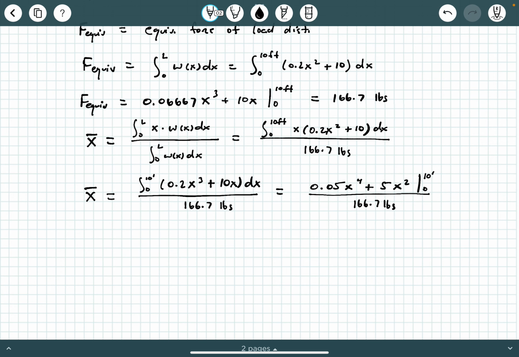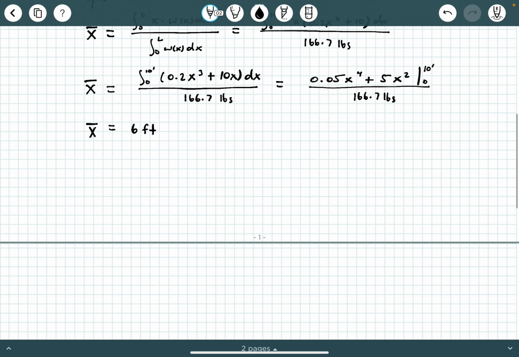And so when we punch this through, let's see what we get. 0.05 times 10 raised to the fourth power plus 5 times 100, and then divided by 166.7. So you get pretty much right at 6 feet, okay? So if we were to draw this equivalent system, what would that look like?